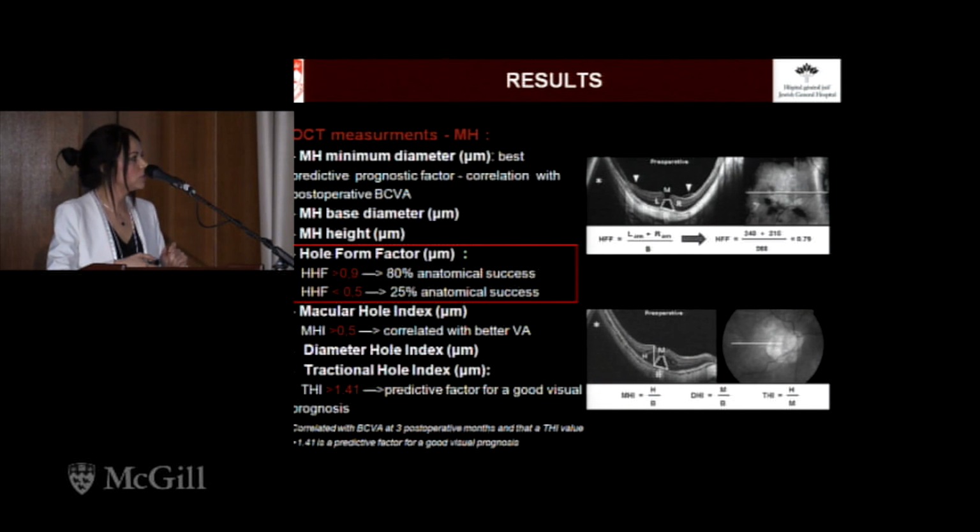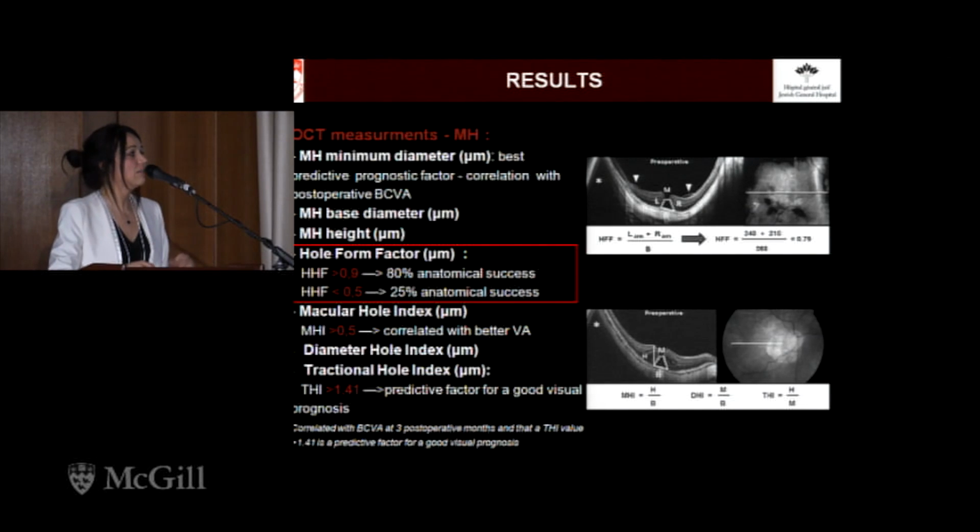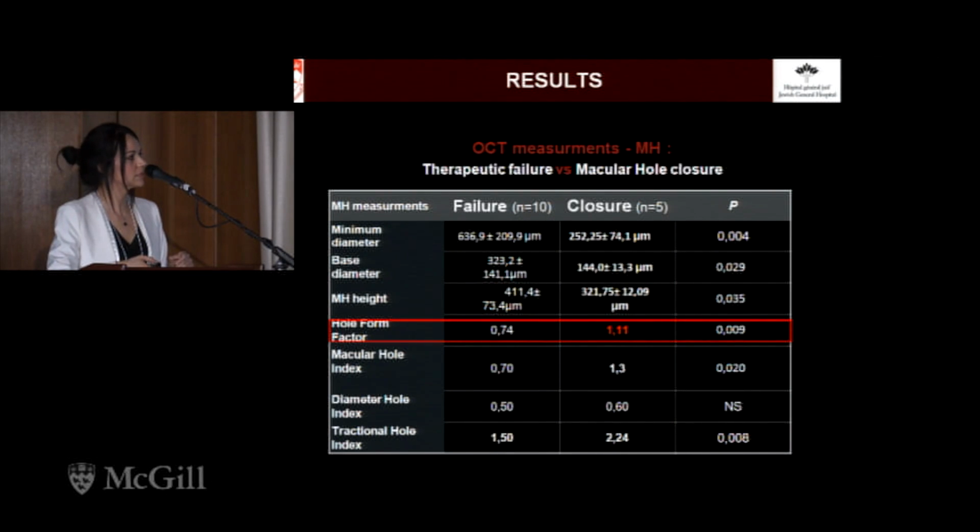We also measured different parameters in the macular hole patients. What was interesting here, we also look at the hole form factor that you can see here, the measurements. And it's known that when we have that index more than 0.9, it can have an 80% anatomical success. So we look at these parameters and compare macular holes that fail with the macular holes that close. We see that the ones that closed had over 0.9, which correlates with the surgical results too.